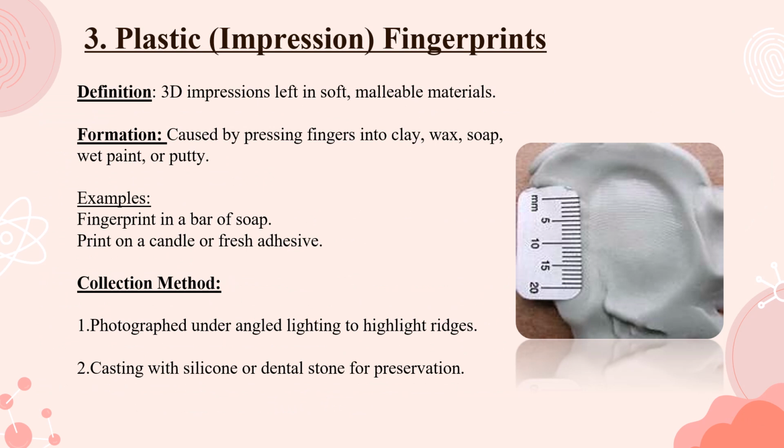Now let's discuss plastic or impression fingerprints. These types of fingerprints are 3D impressions left in soft and malleable materials, formed by pressing fingers into clay, wax, soap or wet paint. For example, a fingerprint on a bar of soap. They can be collected through various methods such as casting with silicone for preservation, or photographed under angled lighting, which highlights ridges.